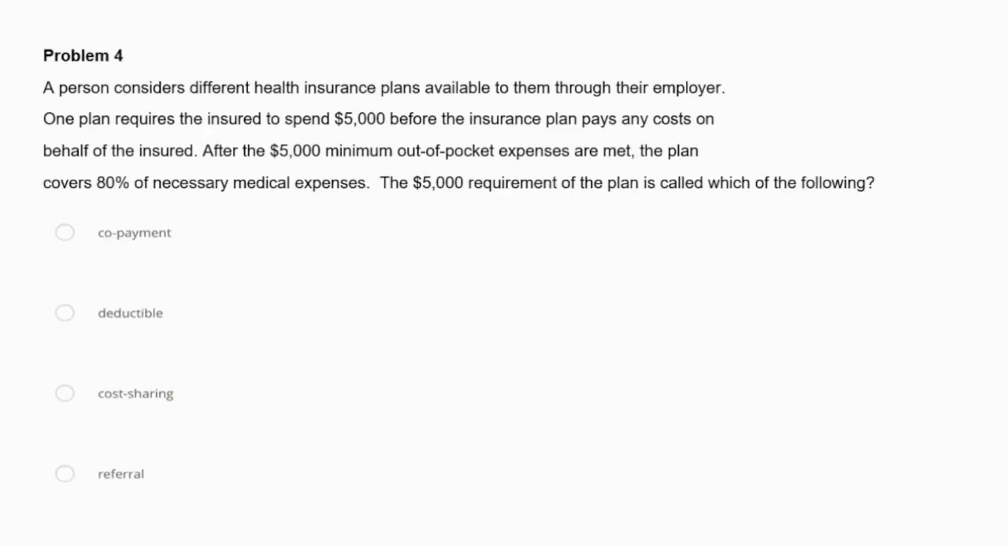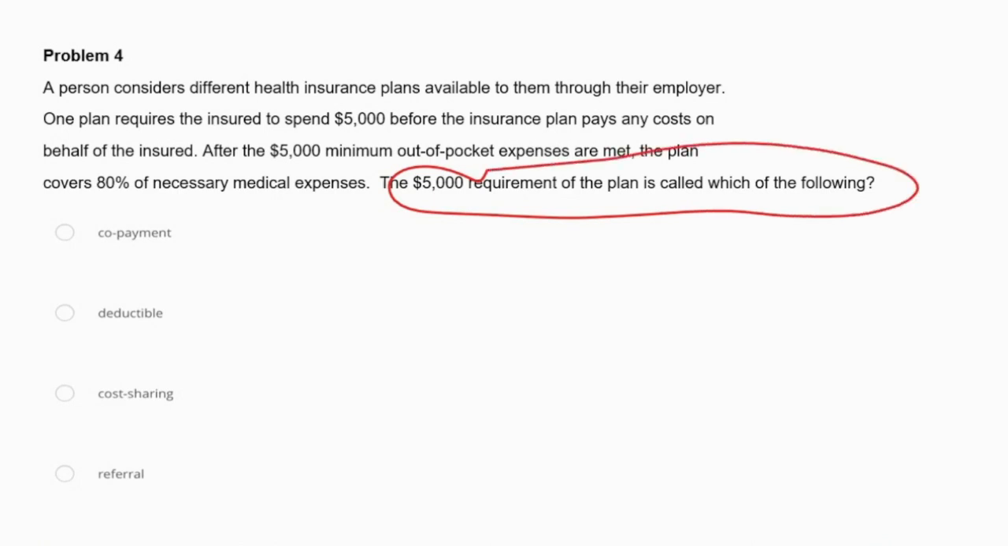A person considers different health insurance plans available to them through their employer. One plan requires the insured to spend $5,000 before the insurance plan pays any costs on behalf of the insured. After the $5,000 minimum out-of-pocket expenses are met, the plan covers 80% of necessary medical expenses. The $5,000 requirement of the plan is called which of the following? Copayment, deductible, cost sharing, referral. So what we're trying to find out is what is the $5,000 requirement for this plan called?